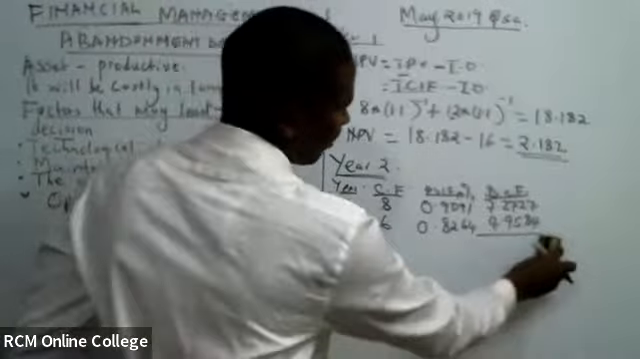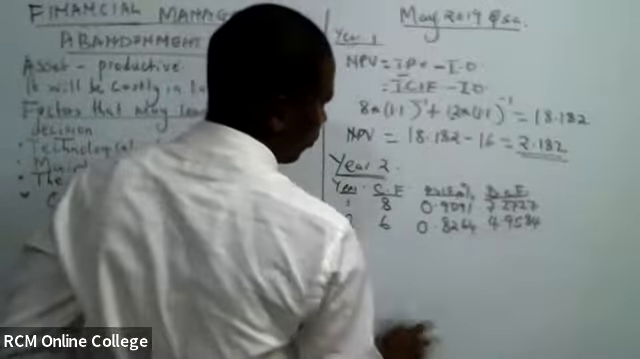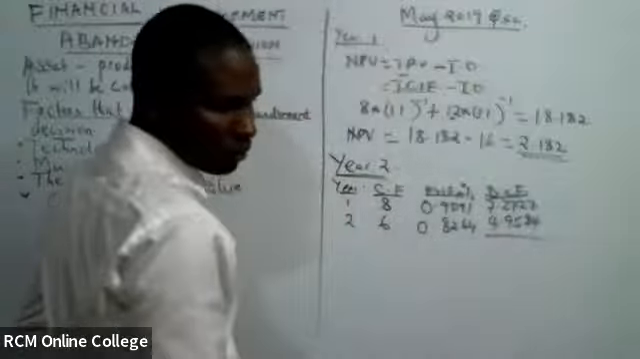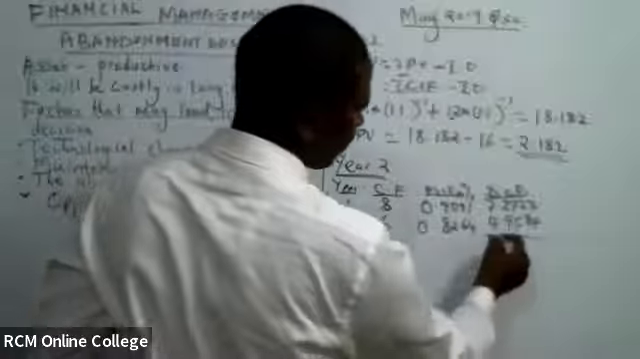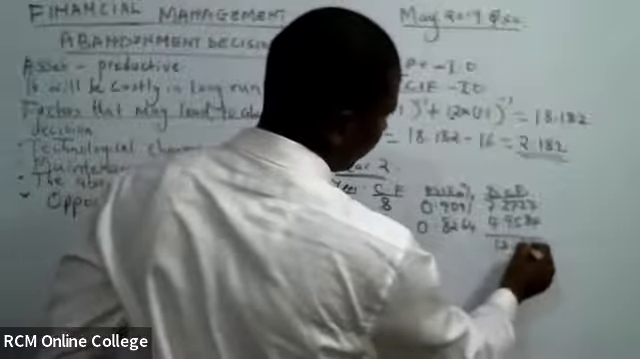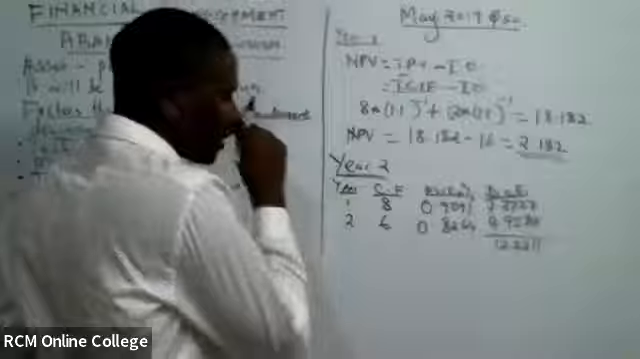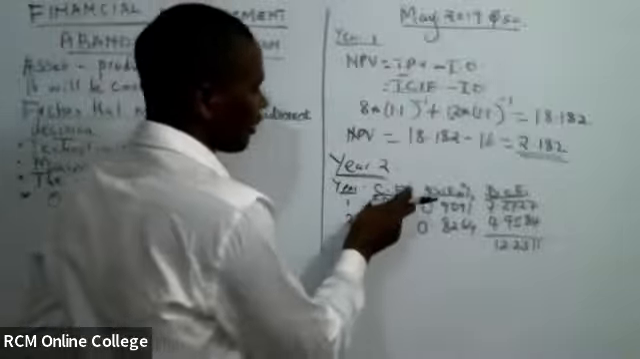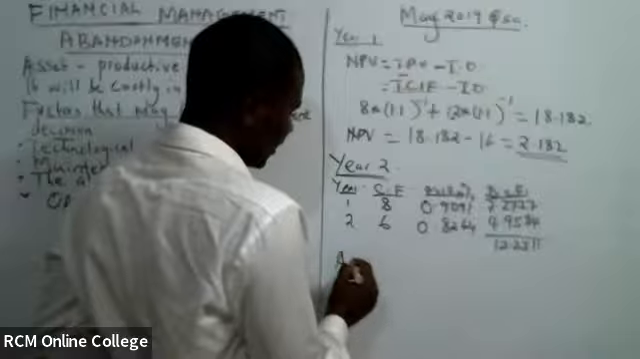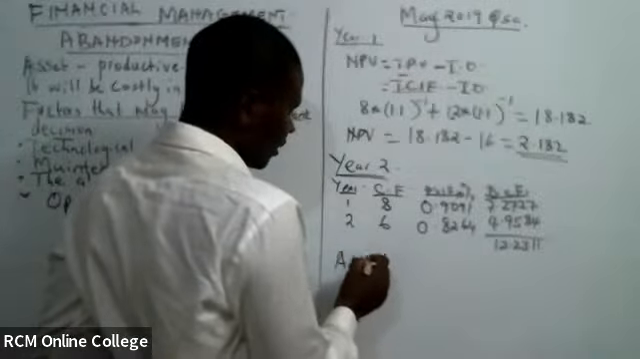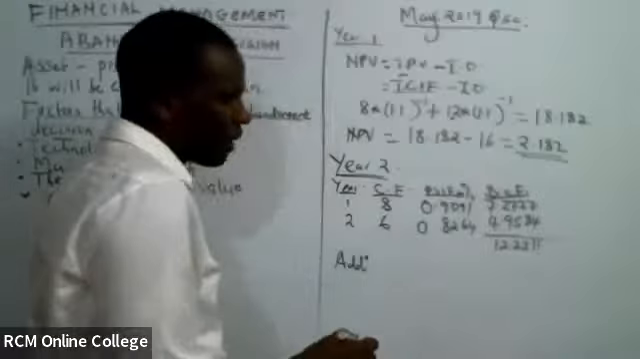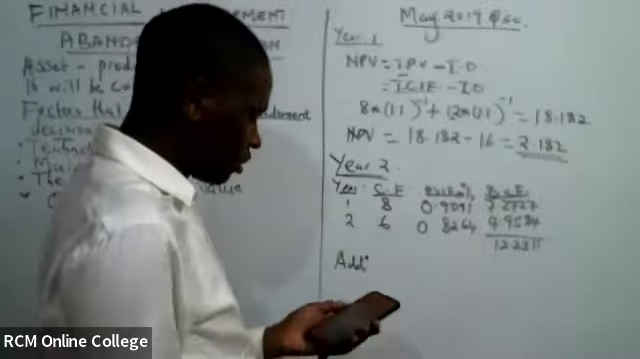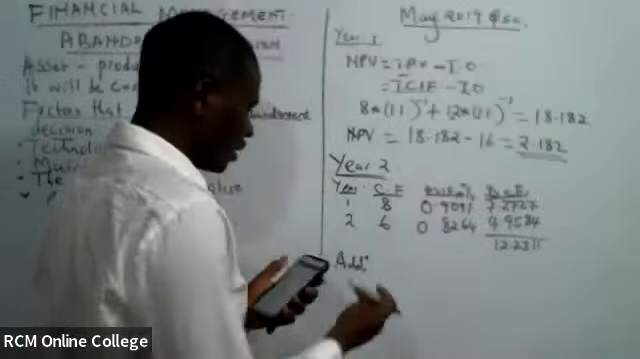Add the two. Please add the two. We see what we shall get when we add the two. 12.2311. Plus, that is the inflow. That is the inflow for the cash flow. Then we add that of the abandonment value. Here, abandonment value in year 2. Abandonment value in year 2 is 8.